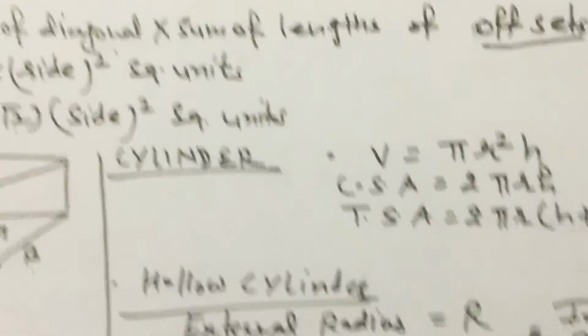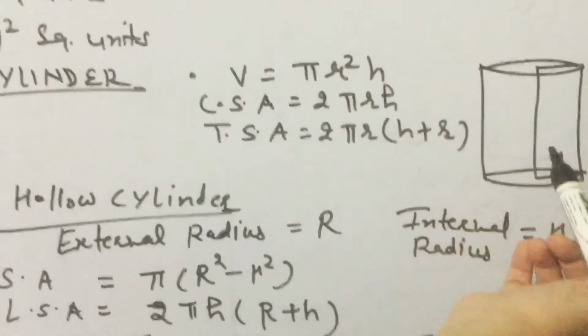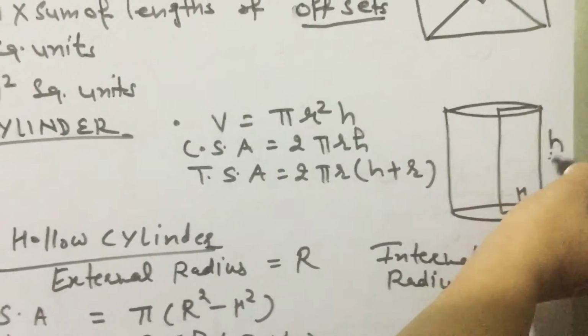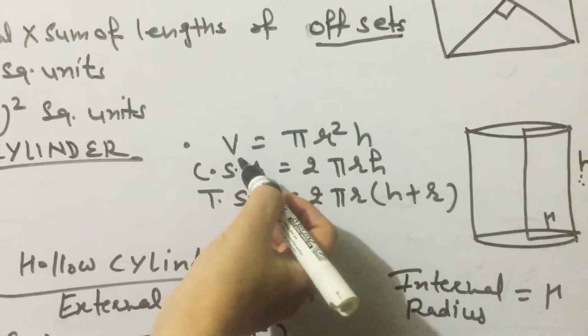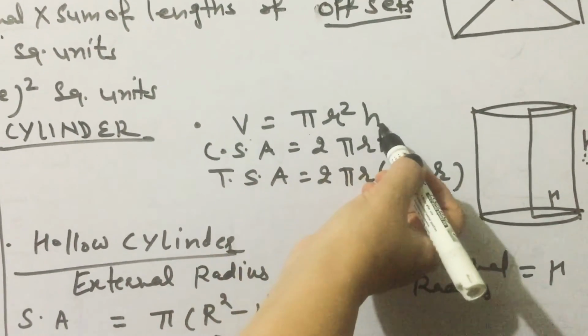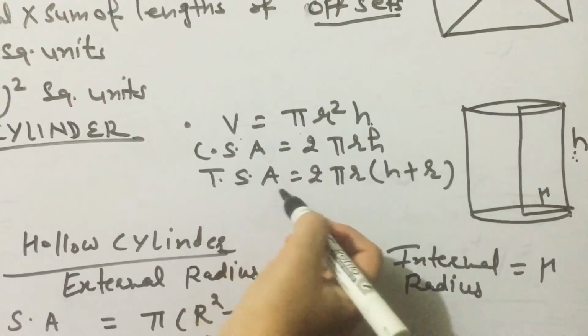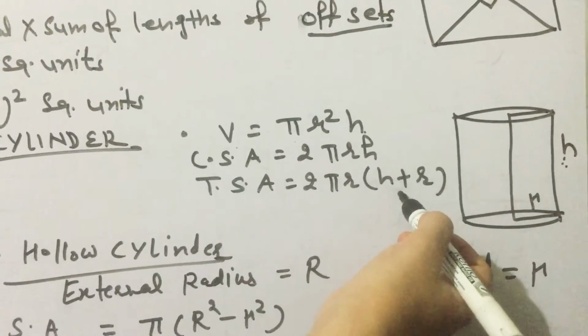Next is the cylinder here. This is a cylinder, with radius and height. R is the radius, height is H. Then if we have to find the volume, it is pi r square H. Curved surface area is 2 pi r H. Total surface area is 2 pi r into H plus R.